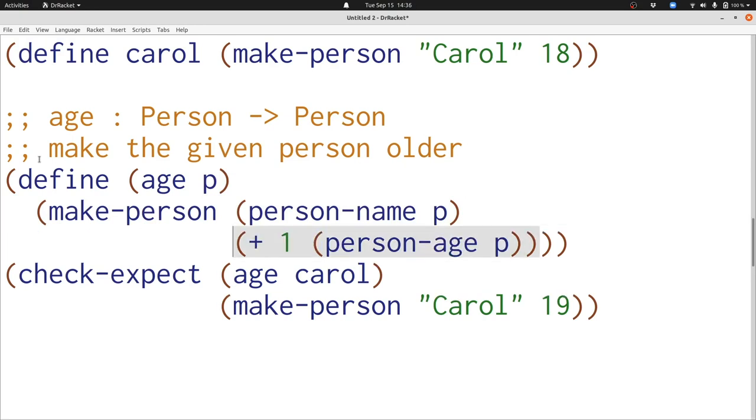We don't try to change the existing person data structure. It's okay to create a new person data structure to represent the same person out there in the world, it's just with a different age. When Carol has her birthday, we're going to add one to her age in our representation. We're not going to go change Carol to be a different person with a different age.